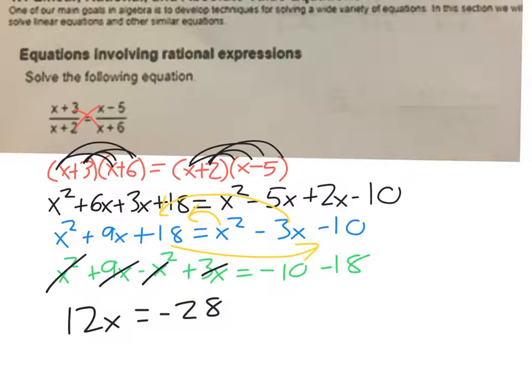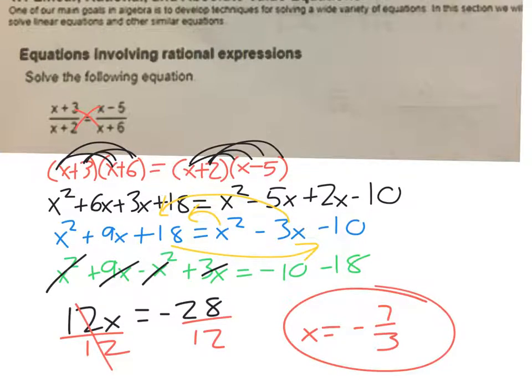Now, get x by itself. It's being multiplied by 12. So I undo that by dividing by 12. That leaves me with x is equal to negative 7/3.